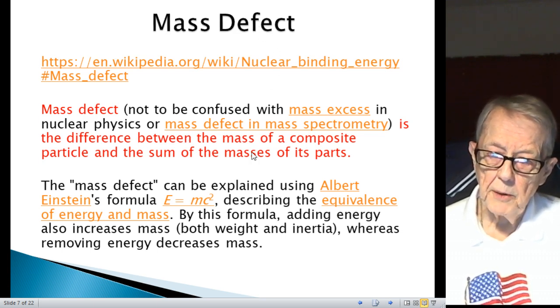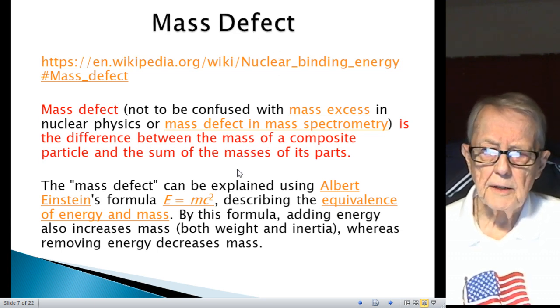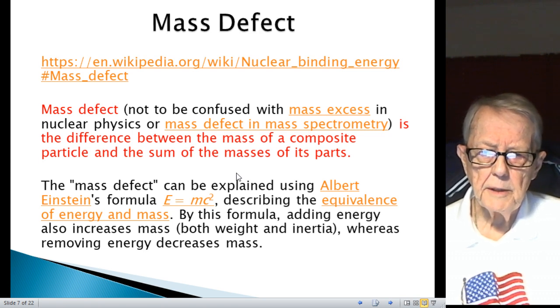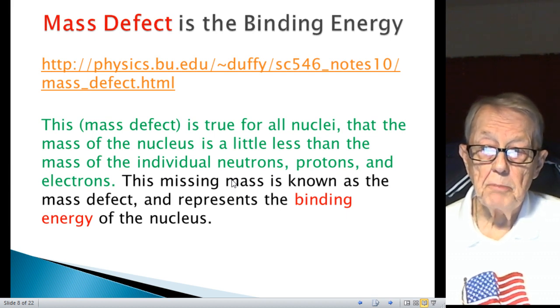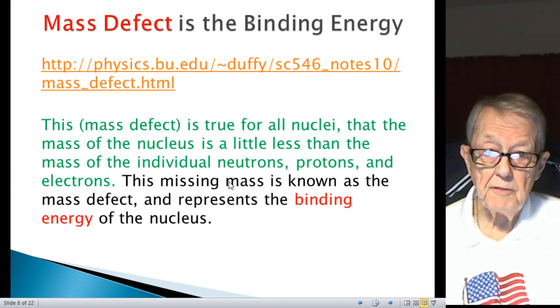It makes me wonder why they call it a mass defect. It kind of gives the wrong image. Here's another definition because it brings in the idea of binding energy. The mass defect is the binding energy. The mass defect is true for all nuclei.